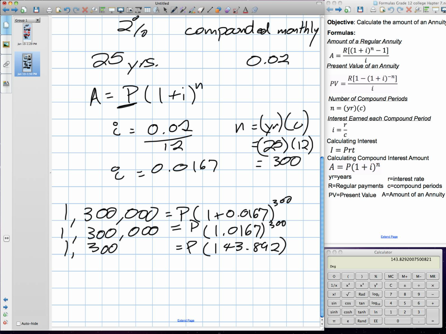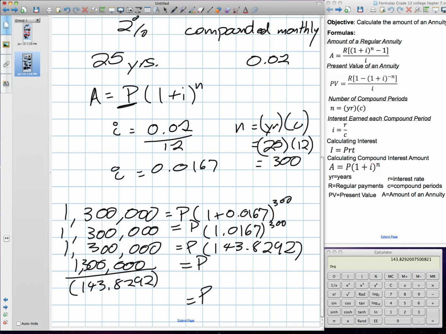Equals 143.892. Okay, 3 million. So we're going to divide 1.3 million, put 3 in there, divided by 143.892. So the equivalent amount right now, right? So we just fixed that number. So 1.3 million divided by 143.8292 equals, wow. Is that right? That's a number. What does that say?